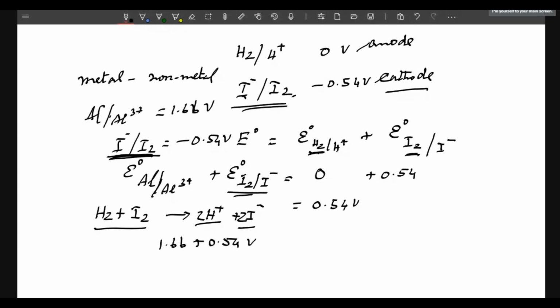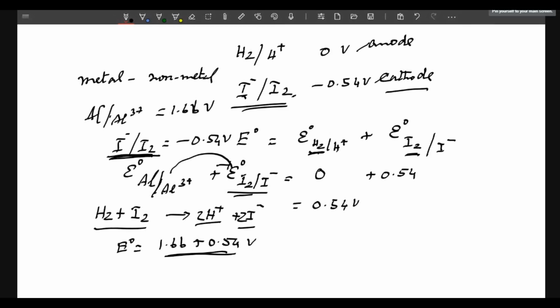And this is the cell potential, or cell voltage. This much amount of potential is required to move the electron from aluminium to iodine. Therefore, that potential we call the electron moving potential, or electromotive potential. Therefore, we call it the EMF. This much amount of potential is required to move the electron from this to this. It is also called electromotive force.